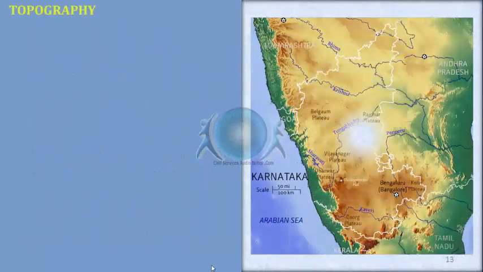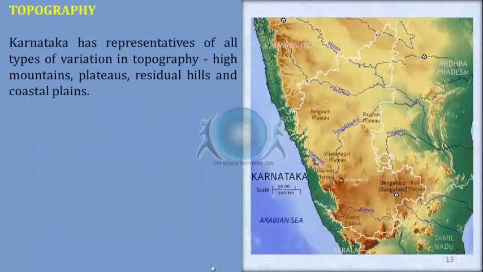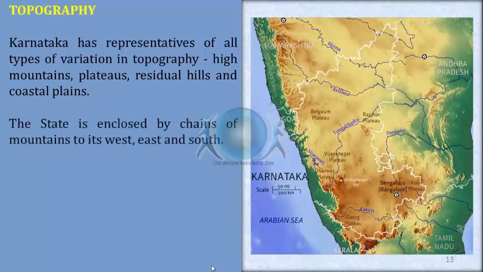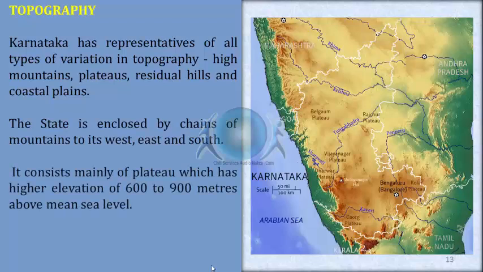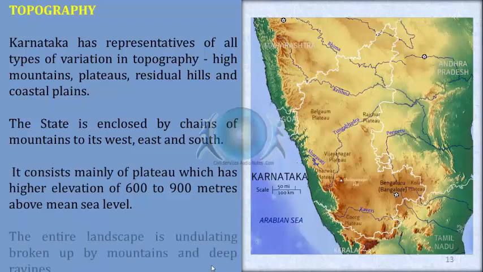Topography of Karnataka. Karnataka has representatives of all types of variation in topography: high mountains, plateaus, residual hills and coastal plains. The state is enclosed by chains of mountains to its west, east and south. It consists mainly of a plateau which has a higher elevation of 600 to 900 meters above the mean sea level. The entire landscape is undulating, broken up by mountains and deep ravines.